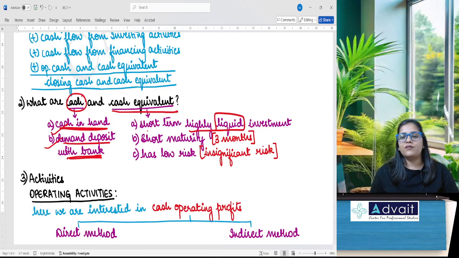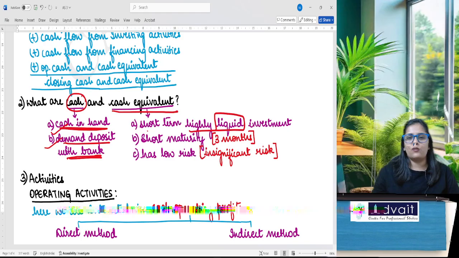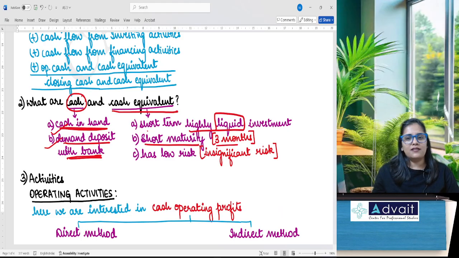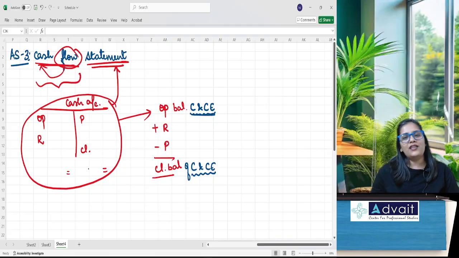A highly liquid investment means something you can quickly convert into cash, with a short term maturity, that is less than 3 months, and very low or insignificant risk. Then it is a cash equivalent, and these two should be put together to arrive at cash and cash equivalent. So the opening balance of cash and cash equivalent plus receipts minus any payments will give you your closing balance of cash and cash equivalent.